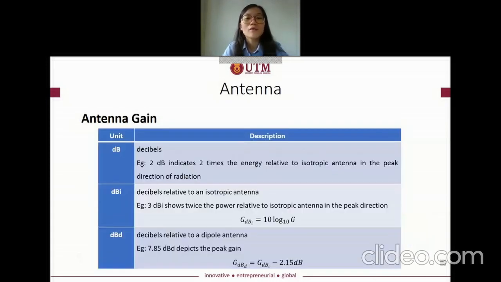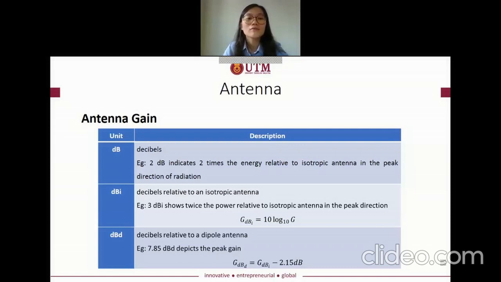Antenna gain is one of the performance measurements, considering the combination of antenna directivity and electrical efficiency. In general, transmitting gain displays the efficiency of the antenna converting the power input into radio waves in a specific direction, whereas receiving gain describes the efficiency of converting arriving radio waves into electrical power. There are three units of the gains shown in the table.